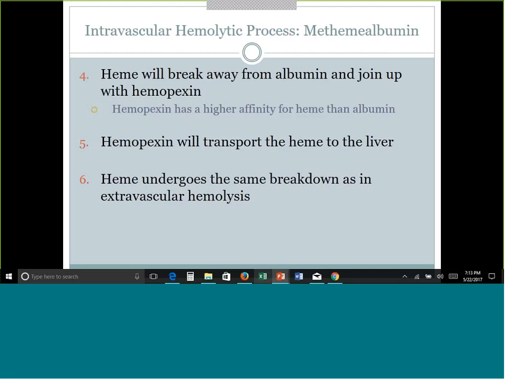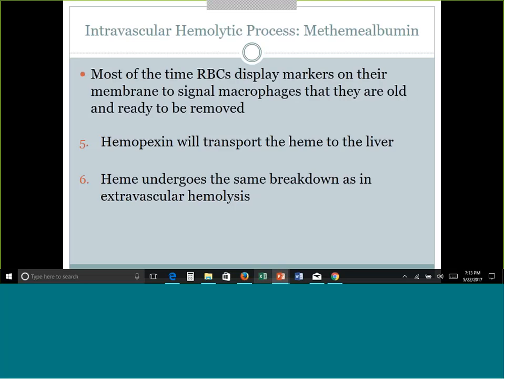So again, all three of these proteins, goal is to save the hemoglobin from being filtered as much as we can and bring it to the liver so that we can break it down just like we learned in the beginning process. So again, that extravascular hemolysis process, all those steps are really big to know because that's the majority of what it's going through.